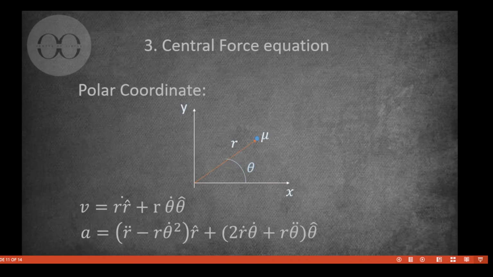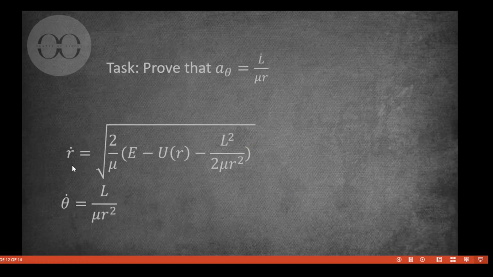Our kinetic energy is half mu v squared, and v is what? V is that, so the square of this times half mu. It comes from our kinetic energy equation, half mu v squared, where v is this r dot r hat plus r theta dot theta hat. So if we solve for r dot from that equation, then we find it is root over 2 by mu times E minus U of r minus L squared by 2 mu r squared.